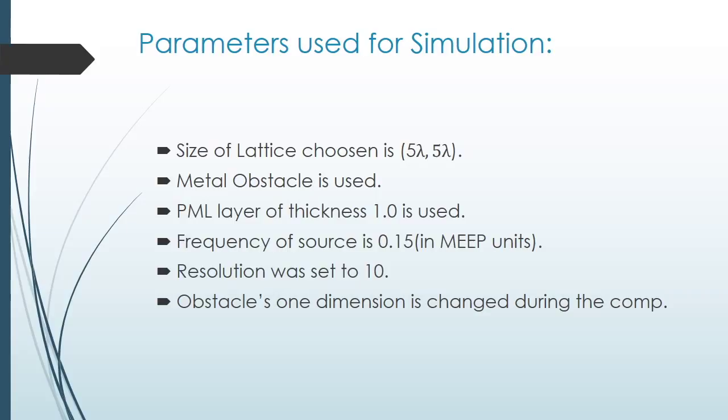The size of the lattice is chosen as 5 lambda by 5 lambda, where lambda is the wavelength of the light. A metal obstacle is used. A PML layer of thickness 1.0 is used. The frequency of the source is 0.15 in MEEP units. Resolution was set to 10, and the obstacle's width is changed during the computation.